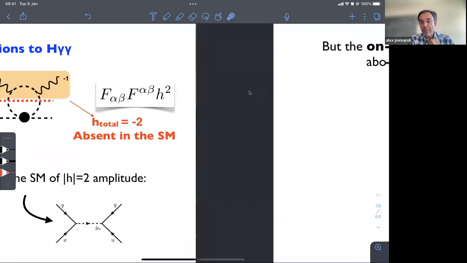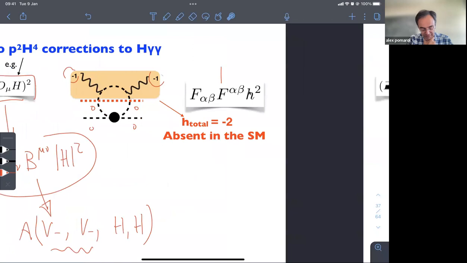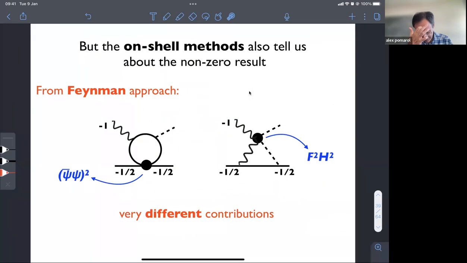Okay, so this is about the zeros, but of course you also want to calculate when these things are non-zero. The interesting thing when you do it using this on-shell method is that you have relations between amplitudes, between renormalization or loops, that you didn't expect. I like to show these two examples.